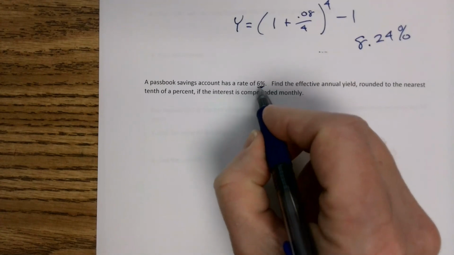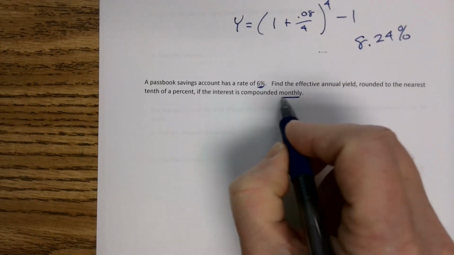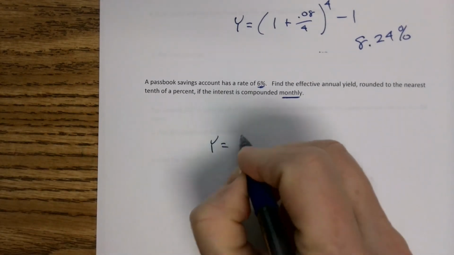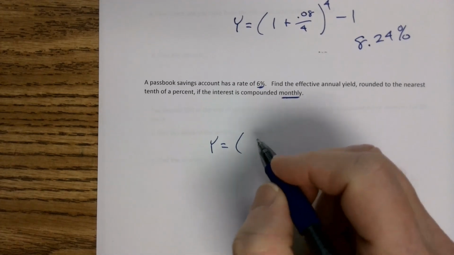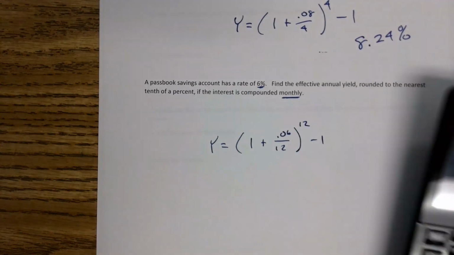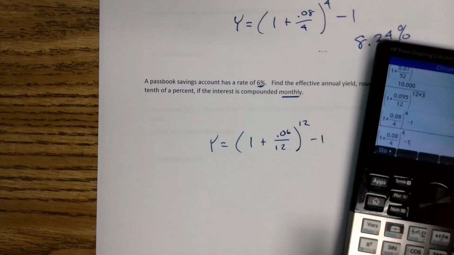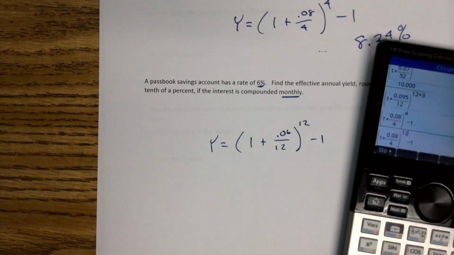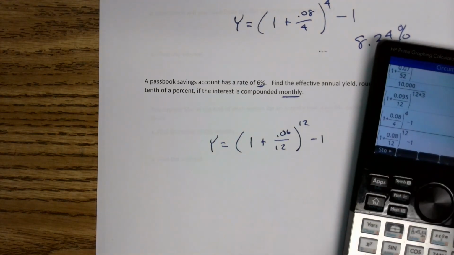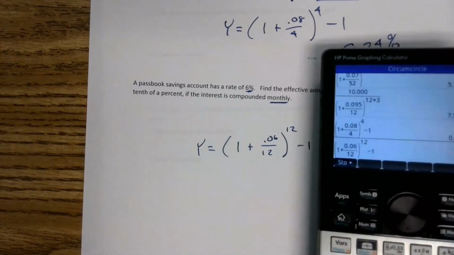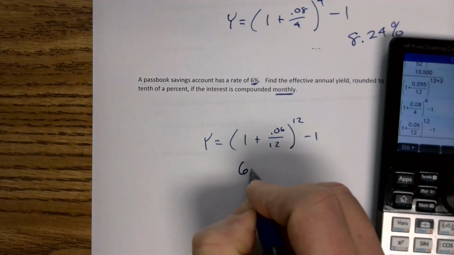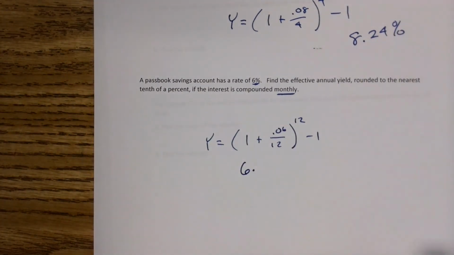One more time. 6% compounded monthly. So you went to the bank, they said, oh, we give 6%. 1 plus 0.06 over 12, to the 12th power, minus 1. Did I get that right? Double check in your calculators, please. So then I got, to the nearest tenth of a percent, 6.2%.